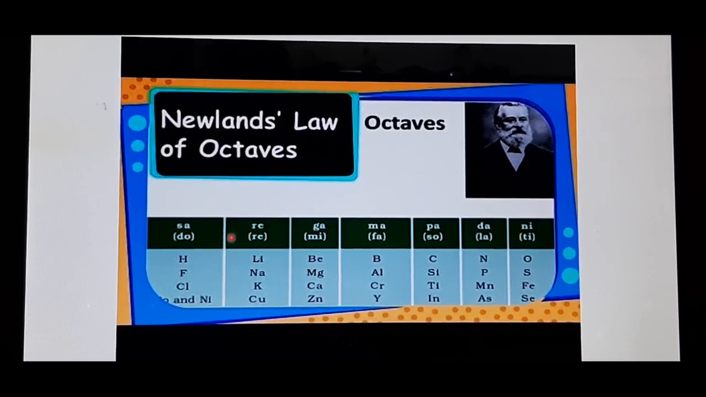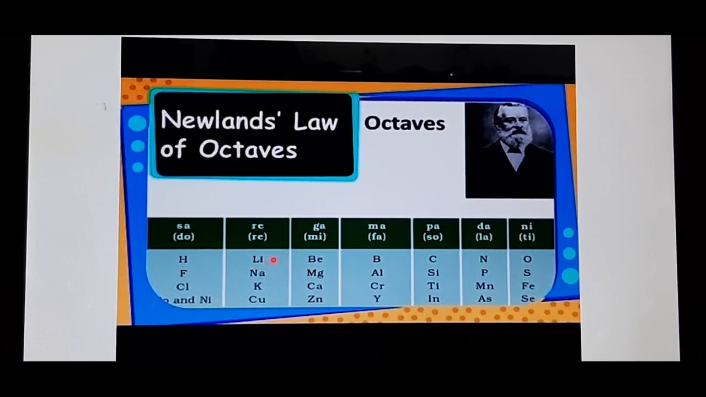The same thing he has done. He correlated these tunes of music and the elements. Hydrogen, lithium, this arrangement he has given. If we start from hydrogen, 1, 2, 3, 4, 5, 6, 7, 8, fluorine is the 8th element after hydrogen, which means fluorine and hydrogen have similar properties.